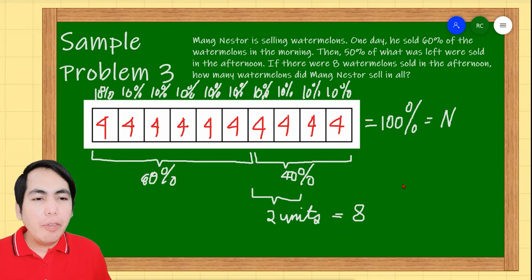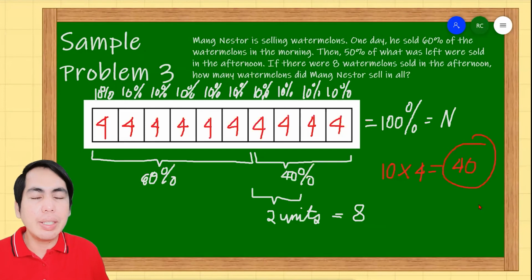So therefore, to get the value of N, we have to multiply 10 units times 4 watermelons per unit to give us 40 watermelons in all. So therefore, Mang Nestor has 40 watermelons, 32 watermelons sold in all, and 8 watermelons were left unsold.